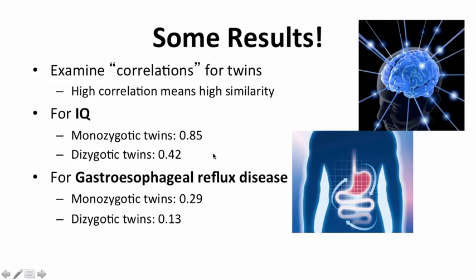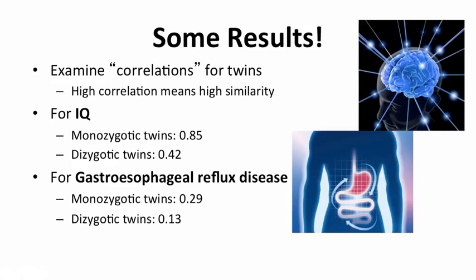Same sort of thing for some diseases. When we look at gastroesophageal reflux disease, monozygotic twins have a 0.29, dizygotic twins have a 0.13. Again, we see this higher association when they're genetically the same than when they're genetically similar but not identical, which means that there is some sort of genetic component. There may be an environmental component. I should stress this: none of this proved the absence of an environmental component. All it shows is the presence of a genetic component. I should stress that.